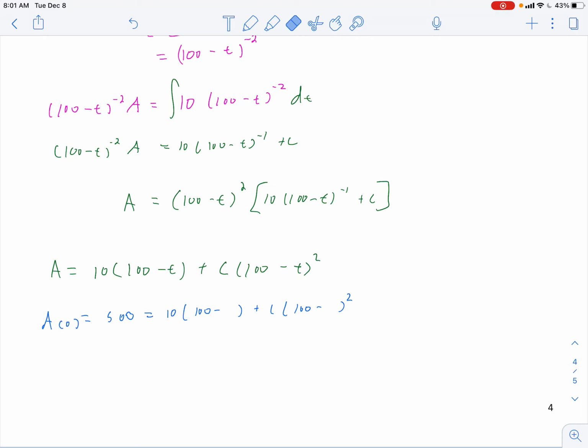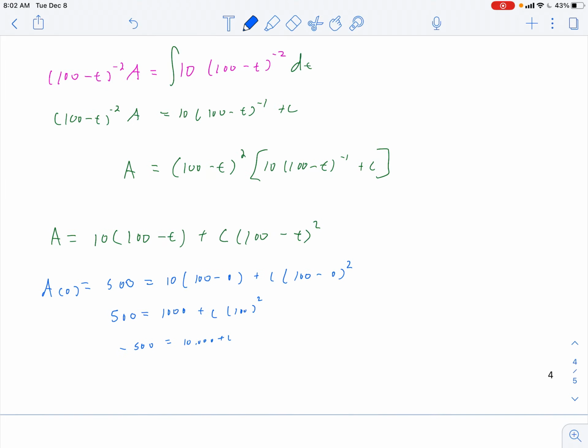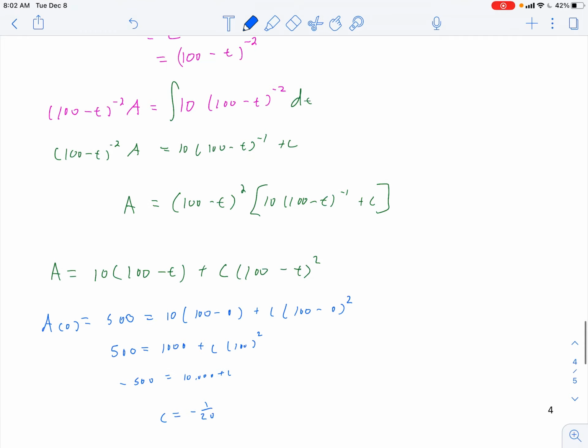So we have 500 is going to be 10 times 100, which is 1,000, plus c times 100 squared. So I'm going to subtract 1,000 and get negative 500, and that's equal to 10,000 c. So I'm going to divide both sides by 10,000. When I do that, I get c is equal to negative 1 over 20. All right, so now I know what c is.